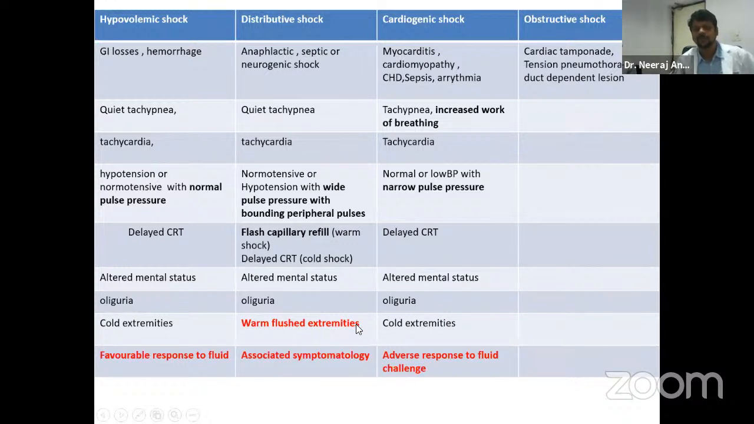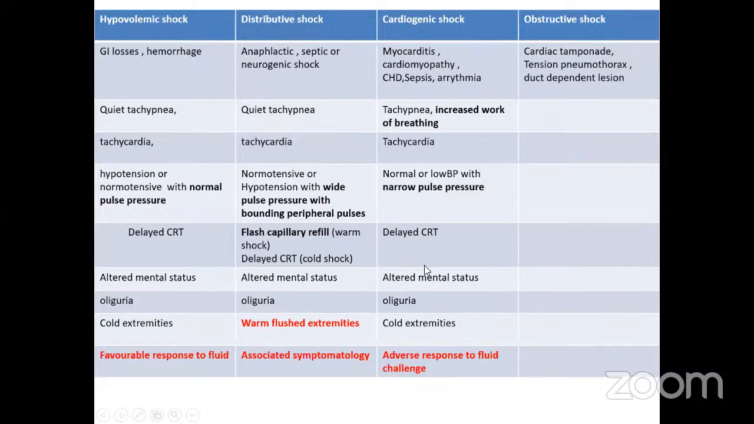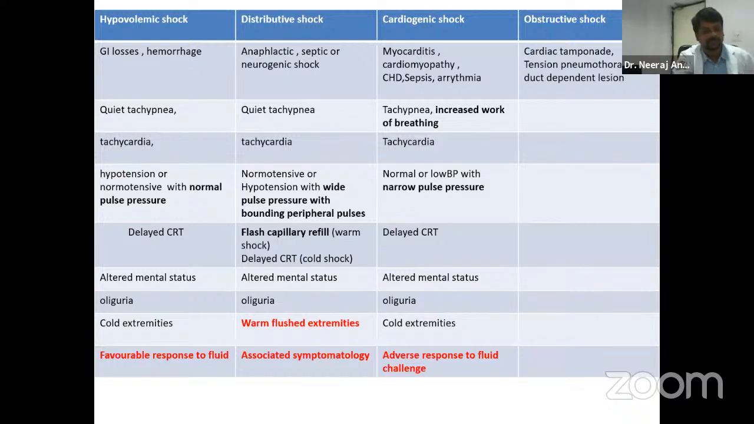Oliguria, which is a marker of decreased internal organ perfusion, is common to all types of shock. In case of warm shock, there will be warm and flushed extremities, whereas in case of hypovolemic as well as cardiogenic shock, the patient will have cold extremities. There will be adverse response to fluid challenge, especially in case of cardiogenic shock. In case of hypovolemic shock, there will be favorable response to fluid. And in case of septic shock or anaphylactic shock, there will be associated symptomatology.